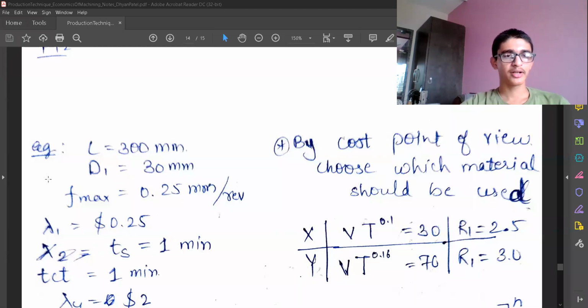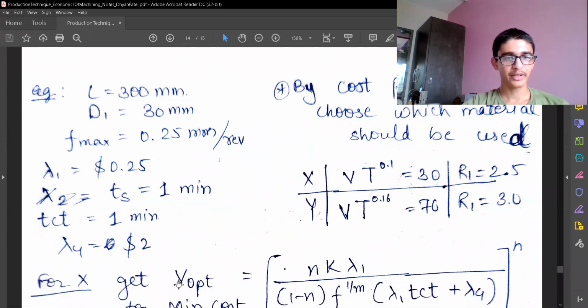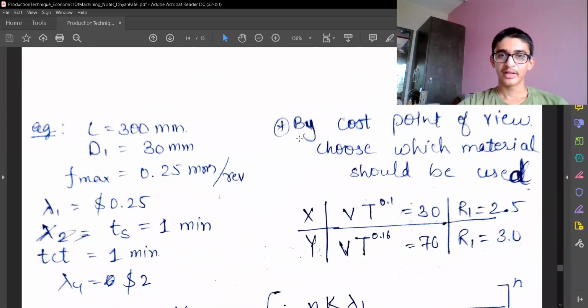So let's start with another numerical question, which is also very interesting. We are given the length of job, initial diameter, F max, that is the maximum feed rate, lambda 1, the setup and idle time, and the tool changing time, lambda 4. We are also told that from a cost point of view, we need to choose which material should be used.